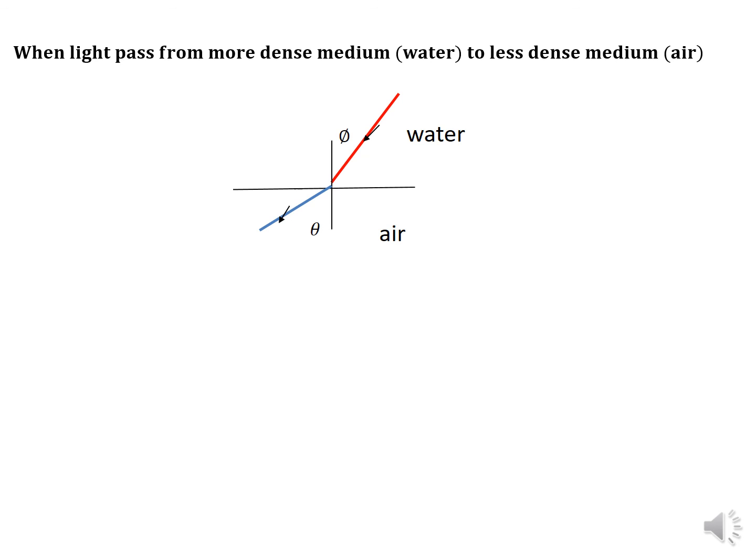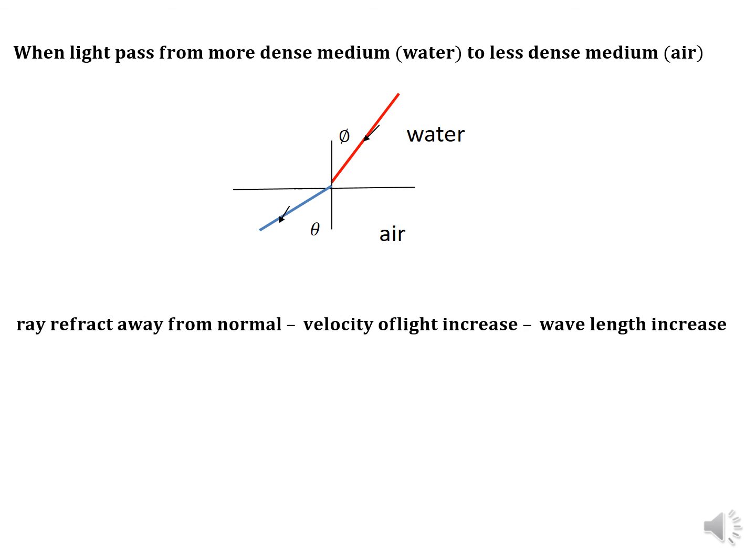طب ليه؟ برضو بنفس الطريقة. عندي ray refract away from normal والvelocity of light increase. velocity of light increase ليه؟ لأنه جاي من الووتر للإير. الماكسيمم velocity موجودة في الإير of light of course. wavelength increase. بدل ما velocity increase يبقى wavelength increase.